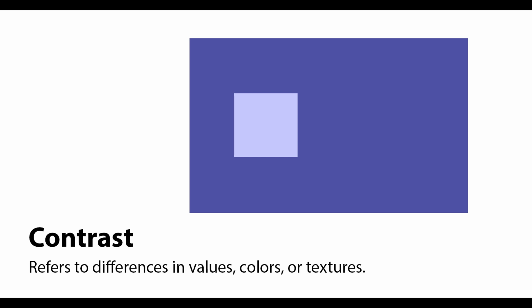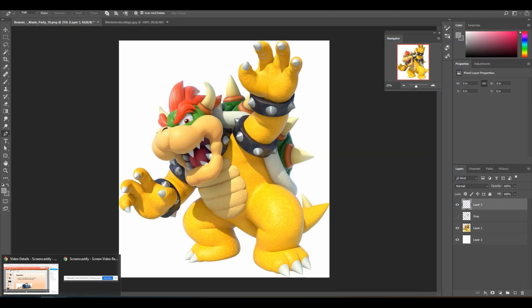Contrast. This refers to differences in values, colors, textures, and shapes. This principle prevents a monotonousness in artwork. Okay, so what contrast really does is it allows us to distinguish an object from an object. It helps us tell a much clearer story and allows the viewers to see exactly what is happening. Looking at this character here, we could see that there are different types of contrast that we could look at.